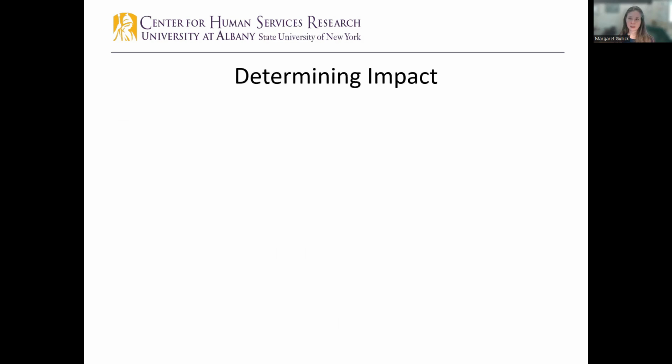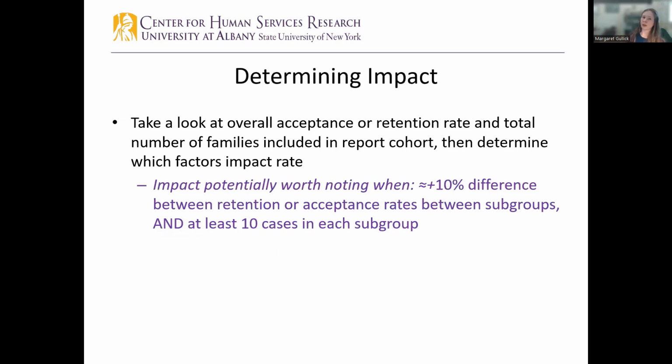All right. So we're going to get back to those two reports, the acceptance and retention rate reports. And again, when we're looking at these reports, we want to determine impact. Where are two groups different in their rates that might make me think about how I could make a plan to address it moving forward. That also means we want to think about what's worth addressing.